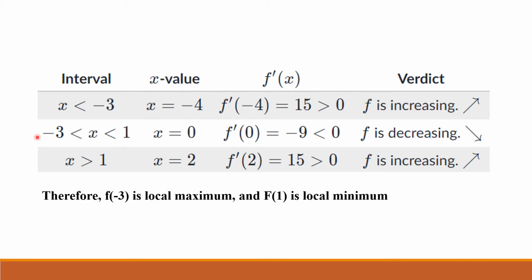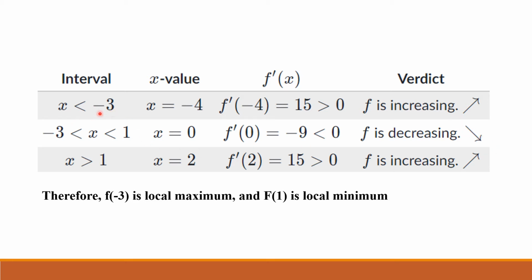The second interval was from -3 to 1. I chose the easiest point, x equals 0. You can choose any point between -3 to 1, any value in the interval. Then you substitute in the first derivative equation, and you found -9, negative, so it's decreasing. The last interval, x greater than 1, I chose x equal 2, and then I substituted in the equation. I found a positive value, so it is increasing. Therefore, increasing then decreasing then increasing function.